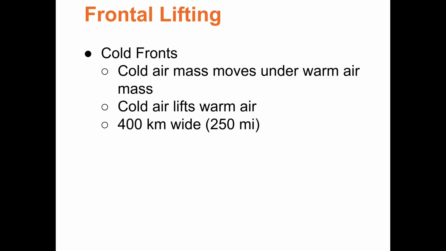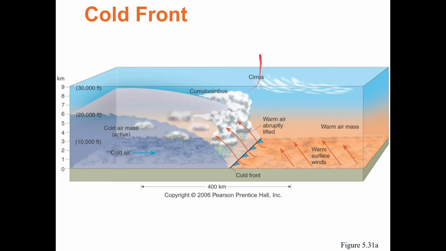They're more narrow. They move faster. They travel about 40 kilometers an hour. So here we've got a cold blob of air moving along and lifting up this warm air. So it moves faster. The air gets lifted faster. So you get heavy rain for a little bit, and then you have clear, cold air behind.